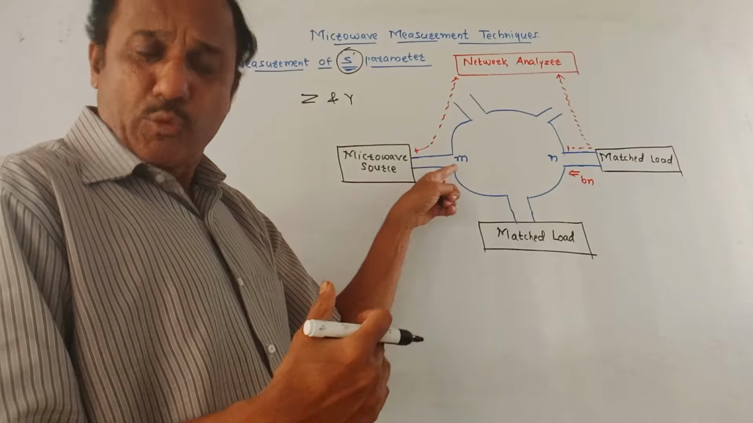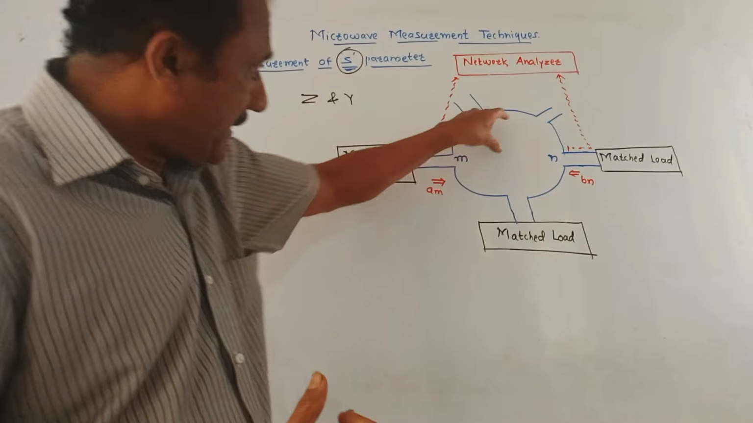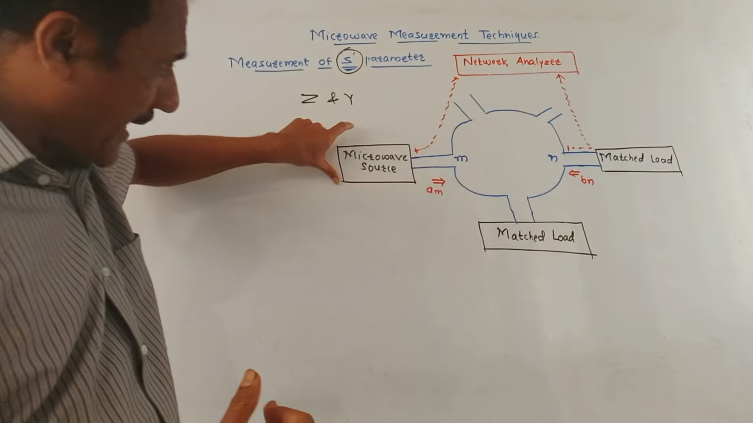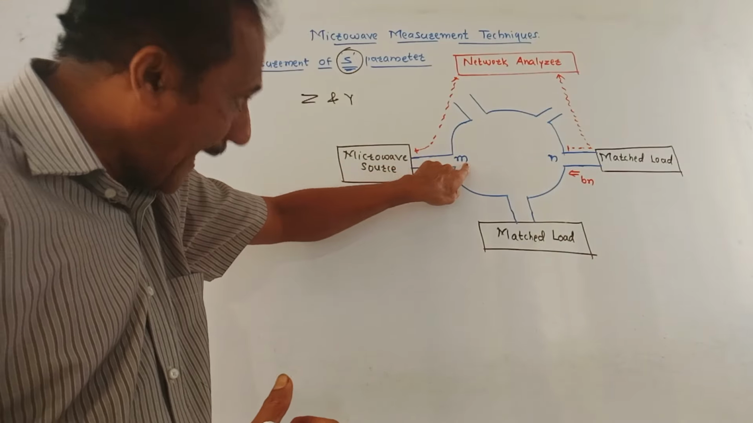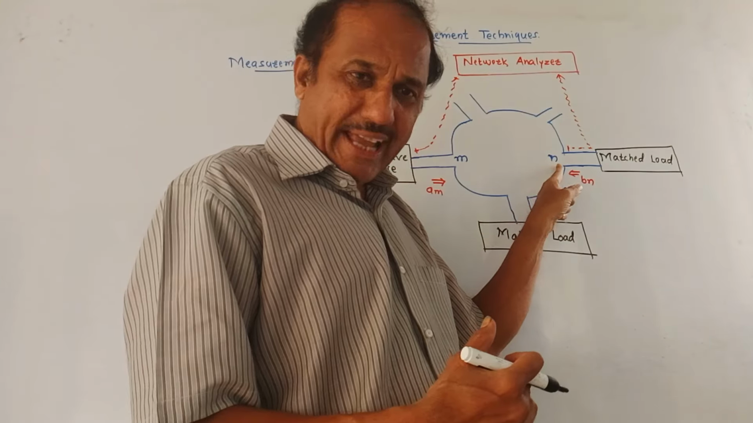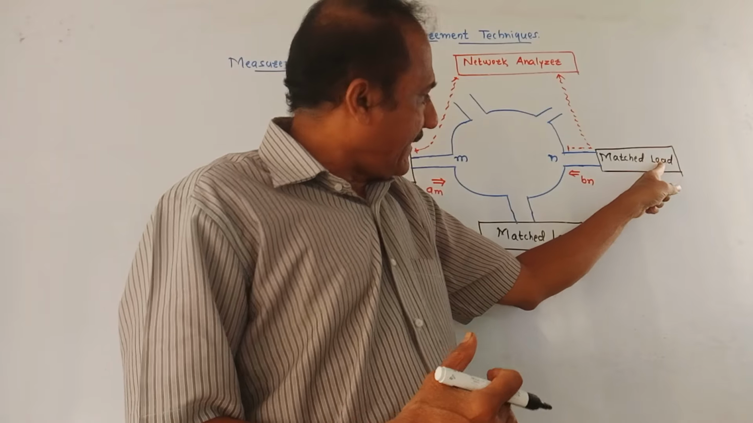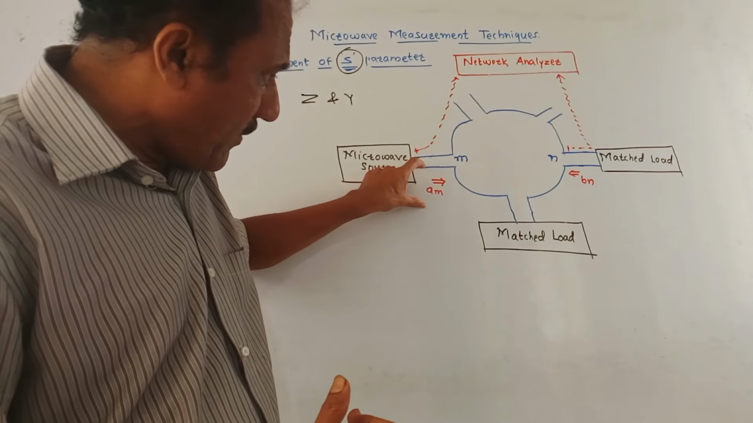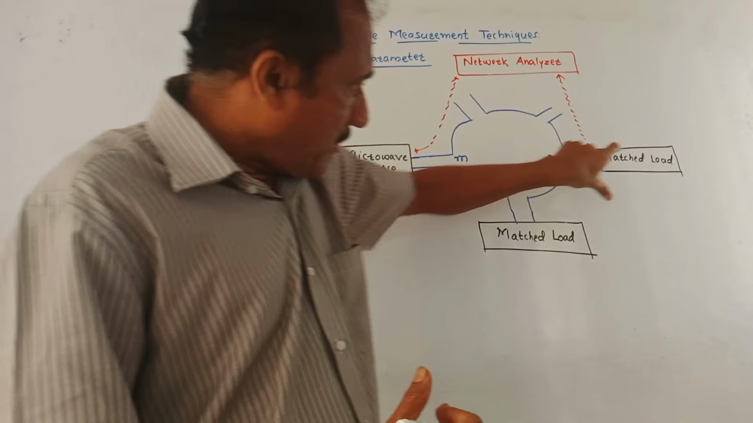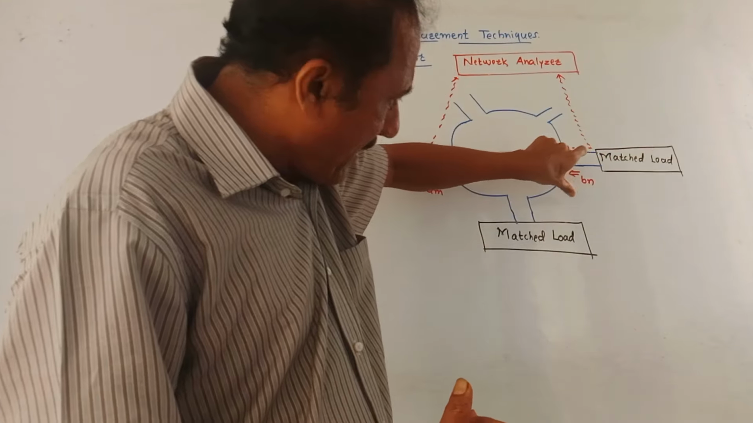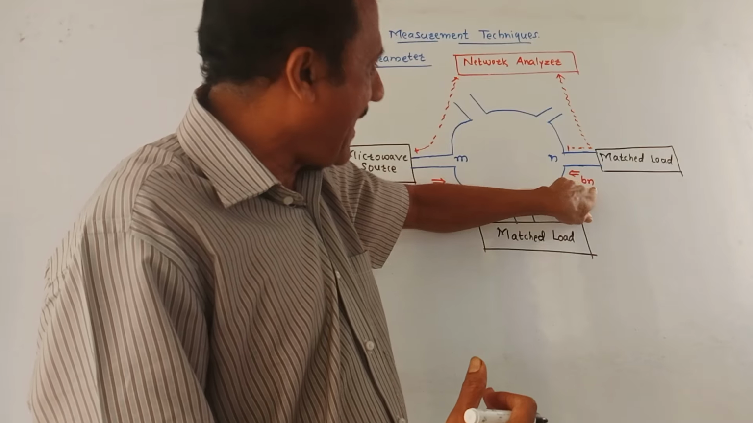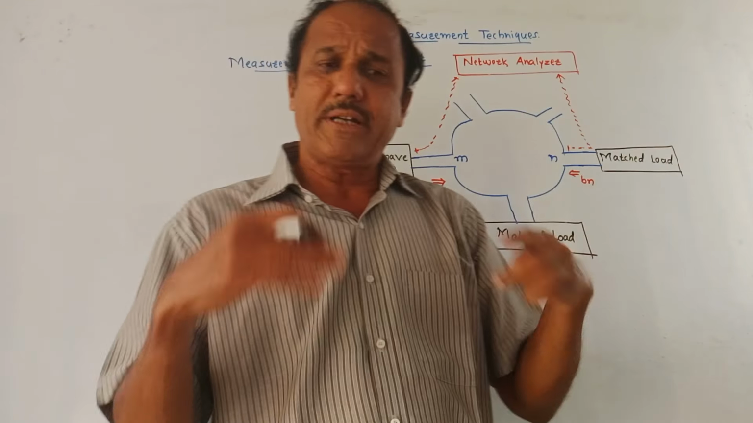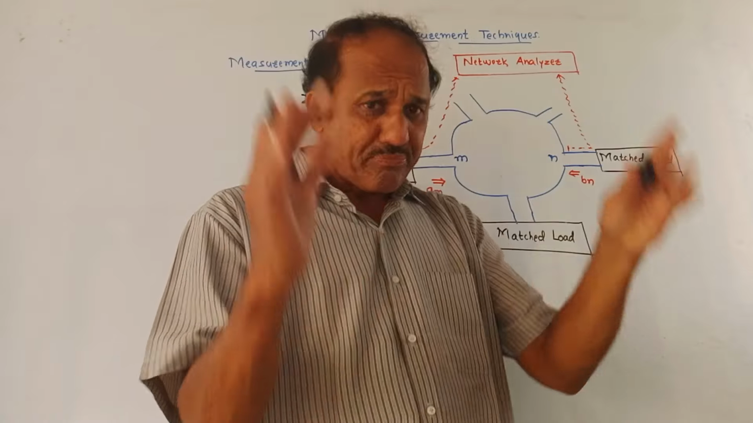This is the arrangement to measure the S parameter. This is the directional coupler. At one end, we have connected the microwave source. This is connected to port number M. Then at port N, a matched load is connected. Incident wave is represented by Am. From the matched load, the wave may get reflected back. This reflected wave is represented as Bn. All other remaining ports should be terminated with the matched load.